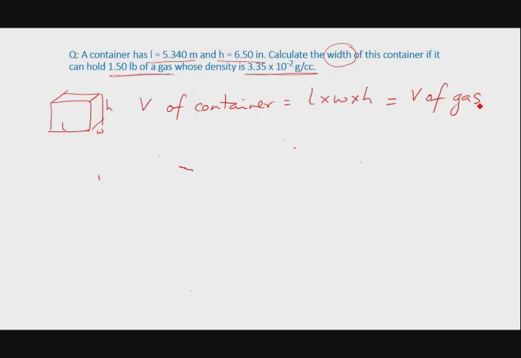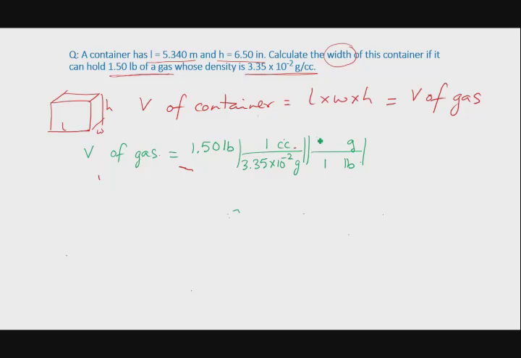Okay, so let's look at what we know about the gas. We know the mass of the gas, and we also know the density. So our first step should be to figure out the volume of the gas. The volume can be determined by, once again, dividing the mass of the gas by the density of the gas. So in other words, 1.50 pounds divided by the density 3.35 times 10 raised to minus 2 grams per cc should give us volume. The only challenge here is that we are not ready to cancel any units because grams and pounds don't match.